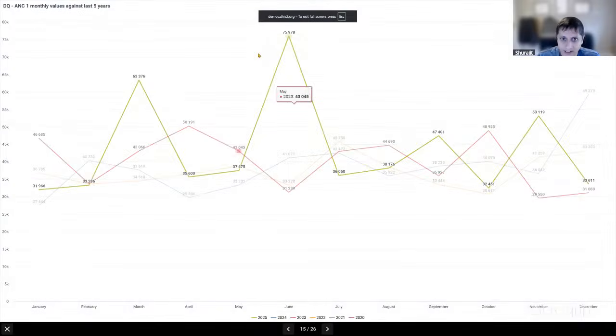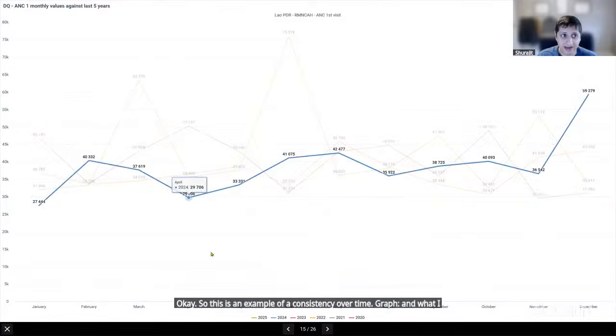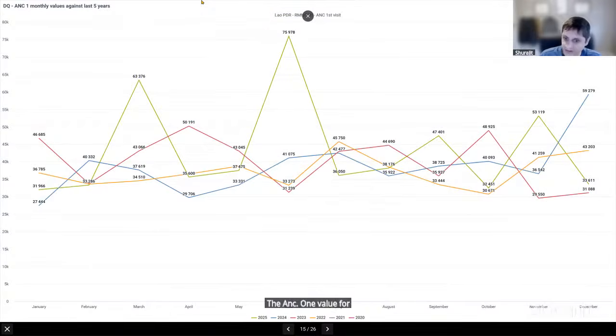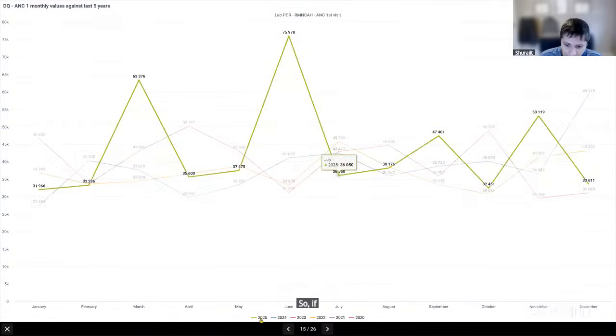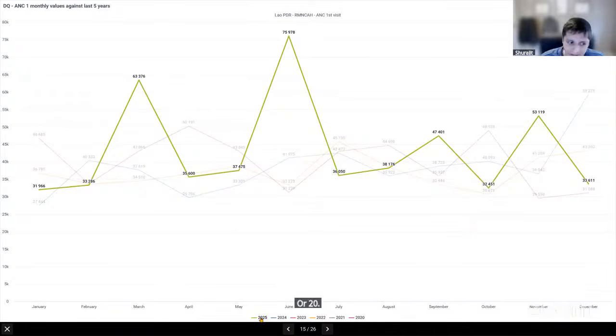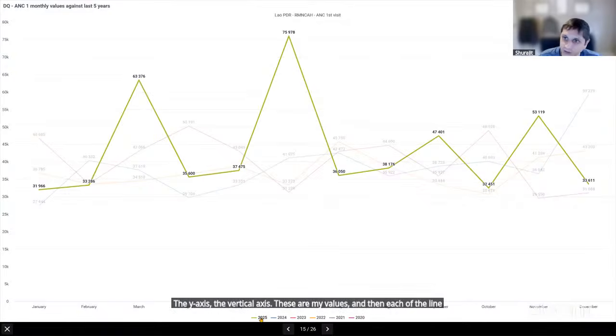Okay, so this is an example of a consistency over time graph. And what I'm showing here is ANC1 monthly, the ANC1 value for the last 5 years. So each line represents a year. If I scroll over here at the bottom and highlight one of these lines, this green line is the value for ANC1 for 2025. The x-axis, the bottom axis, is my months. The y-axis, the vertical axis, is my values. And each of the lines represents 1 year's worth of data.